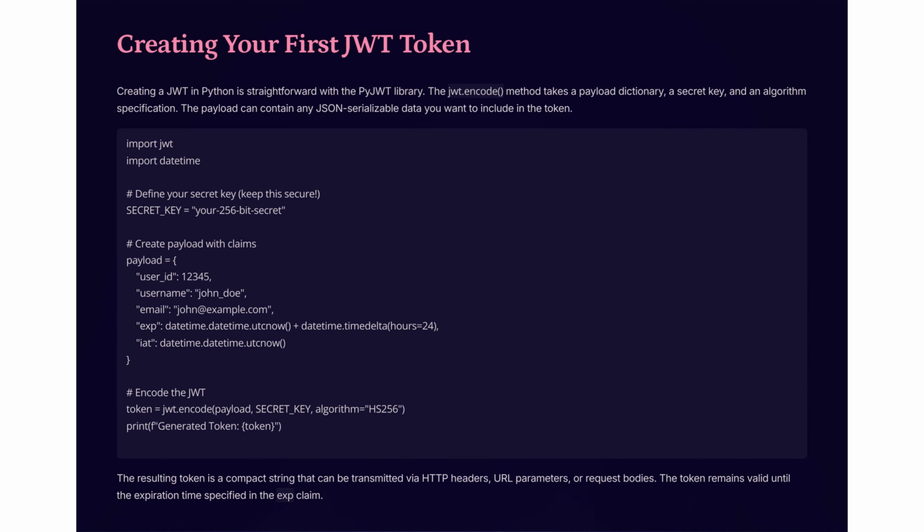Creating a JSON Web Token in Python involves using the PyJWT library's jwt.encode method. Define a payload with claims like user ID, username, and email, and set expiration with exp. Use a secure secret key and specify an algorithm, such as HS256. The generated token is a compact string, valid until the expiration time, suitable for HTTP transmission.